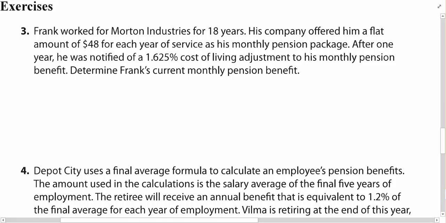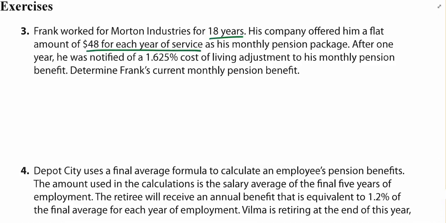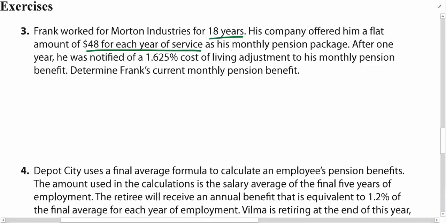Now we look at the problems on the backside. Frank worked for Morton Industries for 18 years. His company offered him a flat amount of $48 per year of service. Now, these two numbers determine a monthly pension package. So this is not an annual number. These two multiplied together to give him his monthly package.